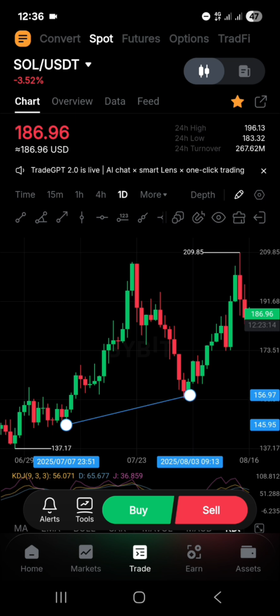Don't forget that the first support line in a downward trend will be your first take profit. The second support, your second take profit. The third support, your third take profit. Do you get my point? So that's how we set take profits.